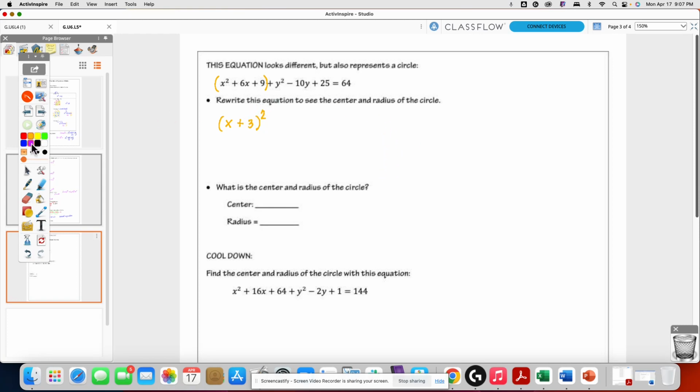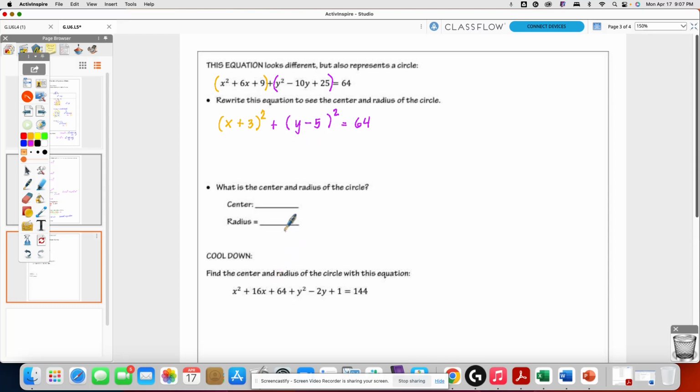Now we do the same thing for the y terms. We group these together, the y squared minus 10y plus 25, and then write it as a square of a binomial. So what goes inside the parentheses? You have the y, and then you divide negative 10 by 2. Negative 10 divided by 2 is equal to negative 5. So you have y minus 5 squared is equal to 64. So we now have written the equation in center-radius form.